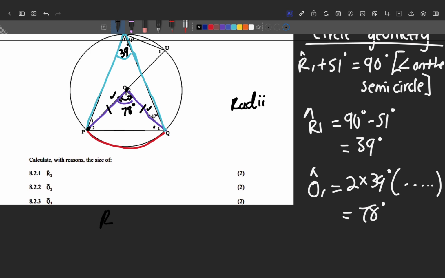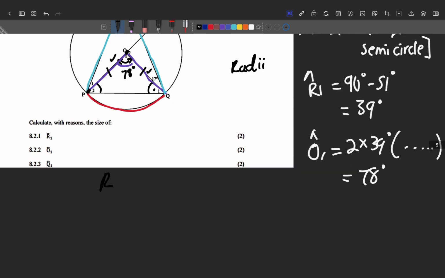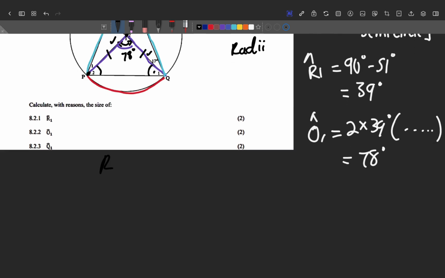So I told you that these lines are equal because they are radii. That means that the angles are equal. Remember the isosceles triangle that you learned in earlier grades? That is the one. So you're just going to say that Q1 equals P2.